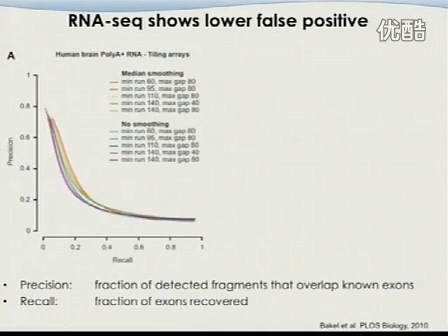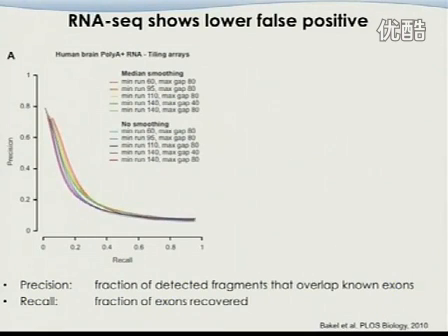The next thing is that RNA sequencing shows a lower false positive rate compared to arrays. This figure is a precision recall curve. Let's go through that slowly. What is a precision recall? Before we get into that, let me tell you about their experiment a little bit.